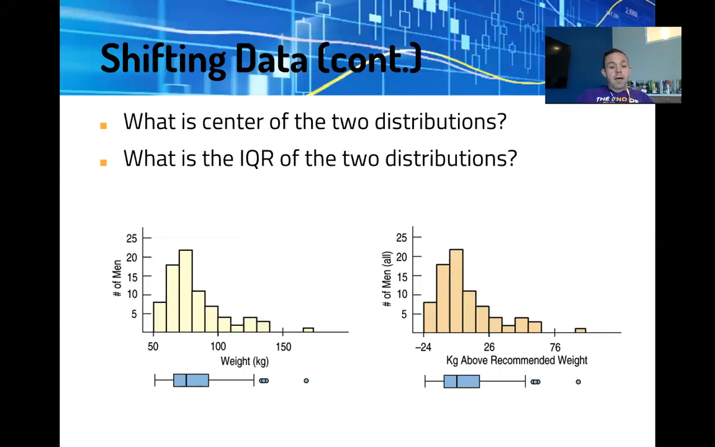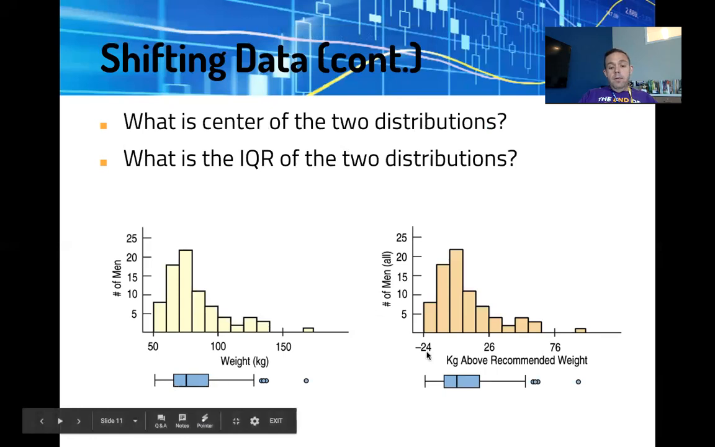Well, on the left-hand side, the center looks to be around, I don't know, 70 kilograms, and on the right, the center looks to be around, I don't know, 0. And then for the IQRs, we can subtract Q1 and Q3 and find the IQRs.